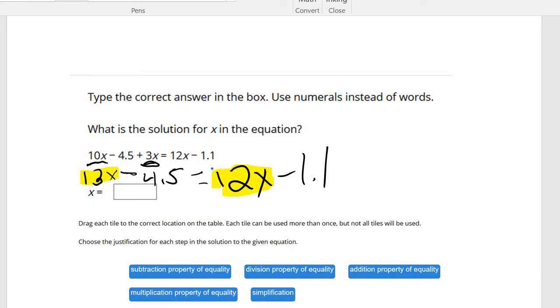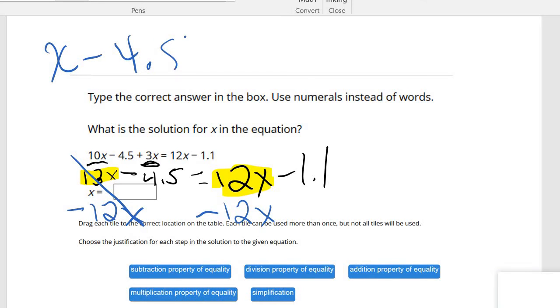So I'm using the inverse property, which means if this is positive, I'm going to take the opposite, the additive inverse, which means if it's positive, I'm going to take negative. I'm going to do it on both sides. Okay, 13x minus 12x is just regular x. So I'm going to put that up here. Minus 4.5 equals negative 1.1.